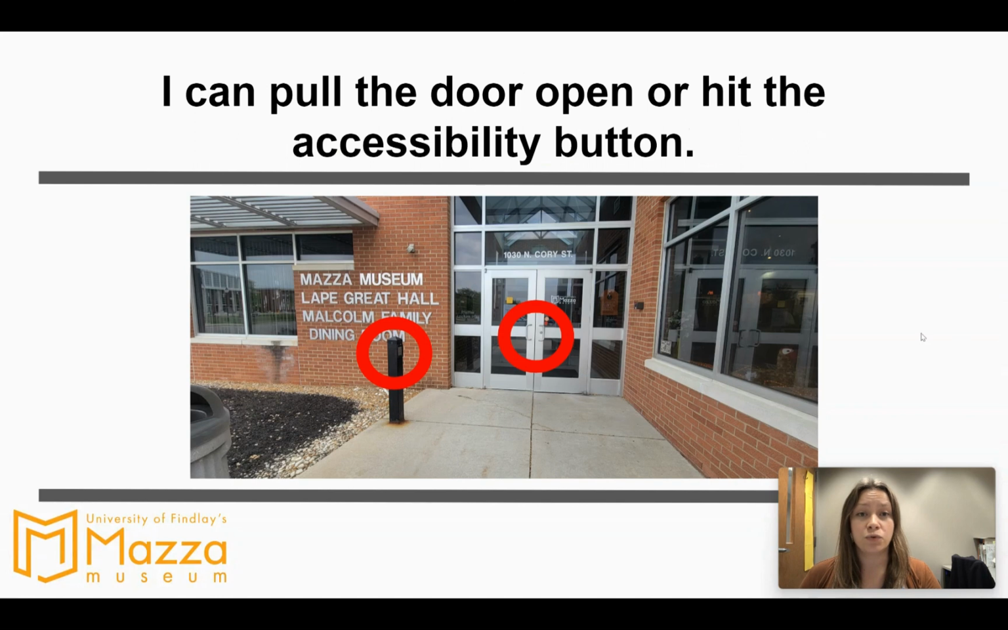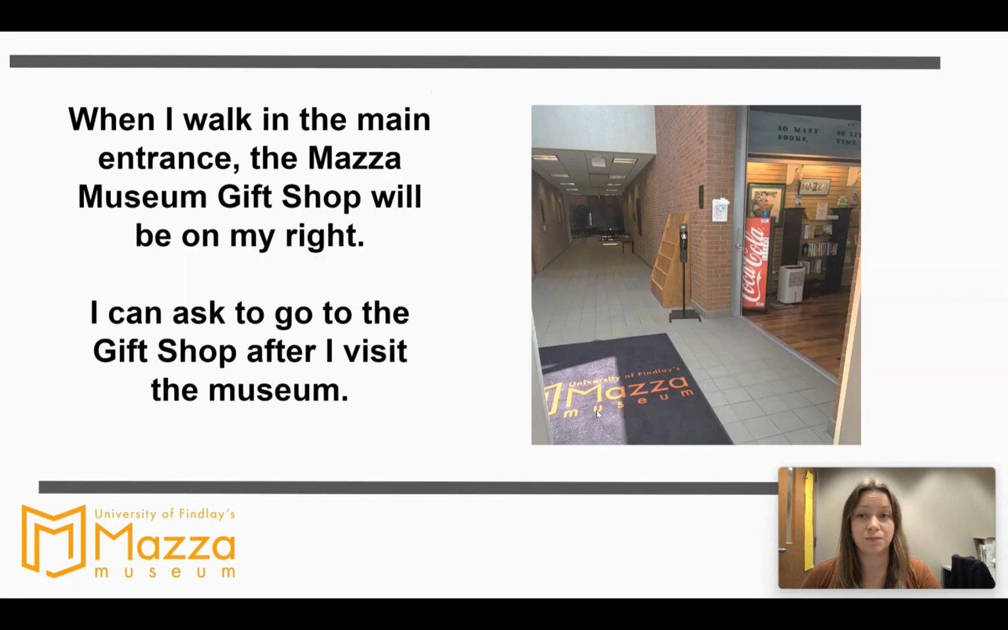So I can pull the door open, showing them where they can pull the door open, or hit the accessibility button. So here's the accessibility button and allowing them that choice ahead of time to see they have that option. When I walk in the main entrance, the Mazza Museum gift shop will be on my right. So letting them know that expectation. I can go to the gift shop after I visit the museum. So giving them the order or the sequence of what we are going to be doing when we go to the museum.